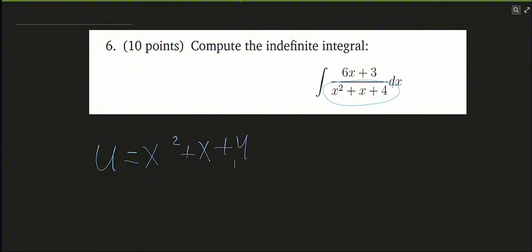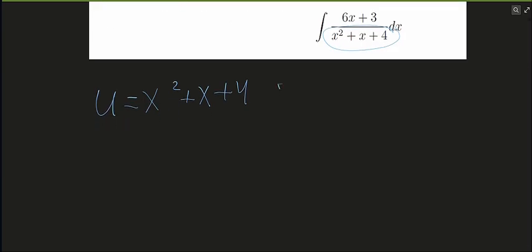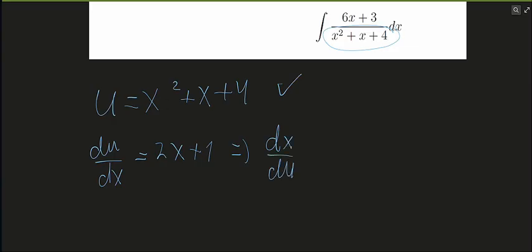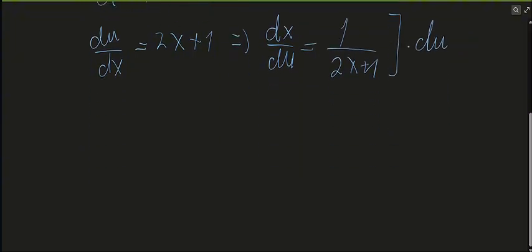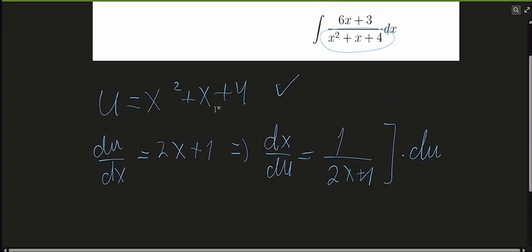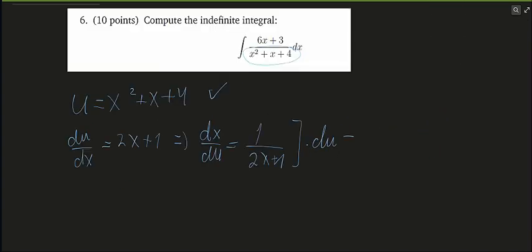And let's actually take the derivative of this. This is the first step to actually determine the u. Now, what's the derivative? du over dx. That's going to be 2x plus 1. Flip it over, and you get dx over du is equal to 1 over 2x plus 1. That's good. Multiply both sides by du, and what do you get? I'm going to zoom out a bit. You get dx is equal to 1 over 2x plus 1 times du. That's over and done with.